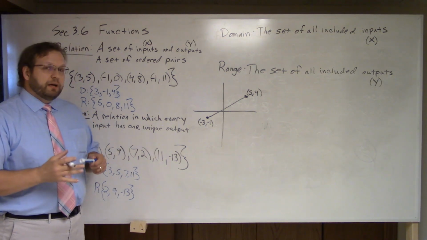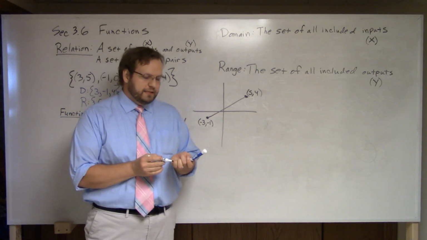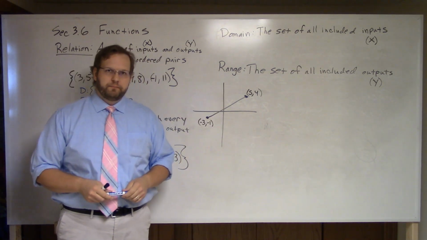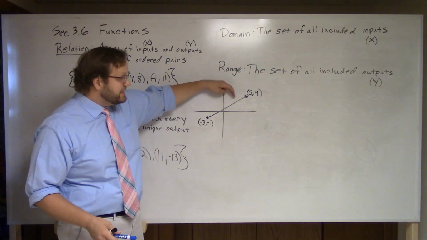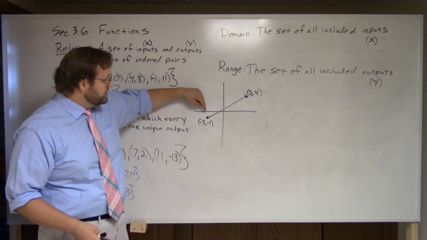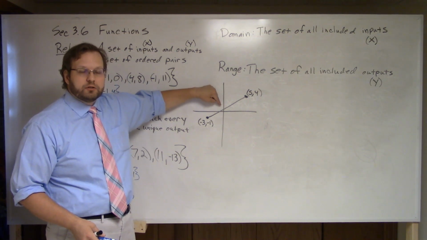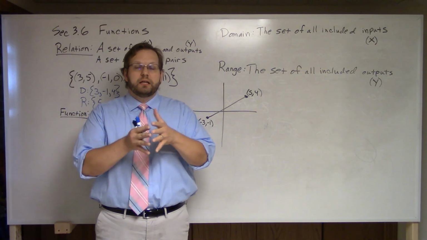Okay? If I'm looking for domain, I'm looking for any included x values. Now, what I see a lot of people do is they say, well, the x values are -3 and 5. Those are just the endpoints. Even if I have a distinct line segment, there's still an infinite number of points that are on this segment. Okay? So, yes, it's -3 and 5 and everything in between.